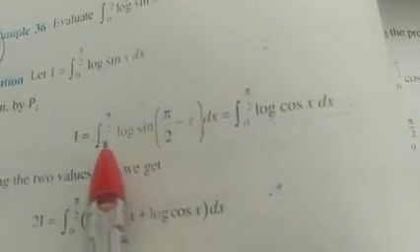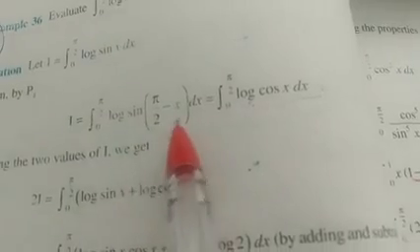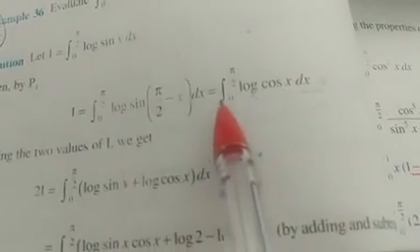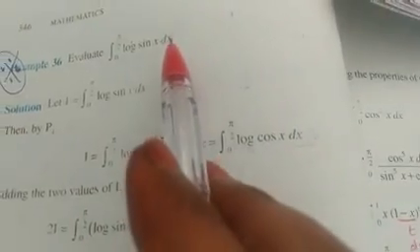In the place of x, you can write pi by 2 minus x. Therefore I equals integral 0 to pi by 2 log of sine of pi by 2 minus x dx. Now, sine of 90 minus theta is nothing but cos theta. So you can write integral 0 to pi by 2 log of cos x dx. Now, consider this to be the first integral and this to be the second integral. Therefore, you will be getting 2I equal to integral 0 to pi by 2.